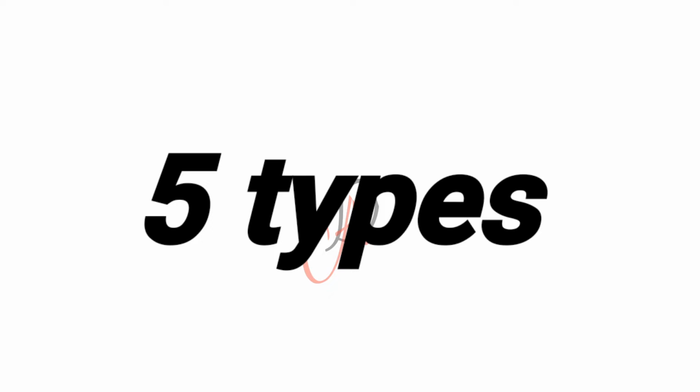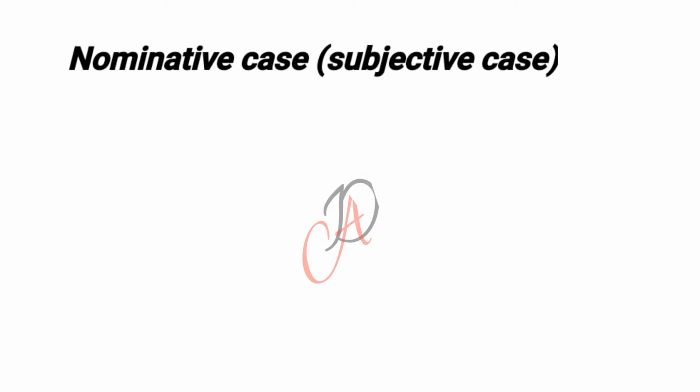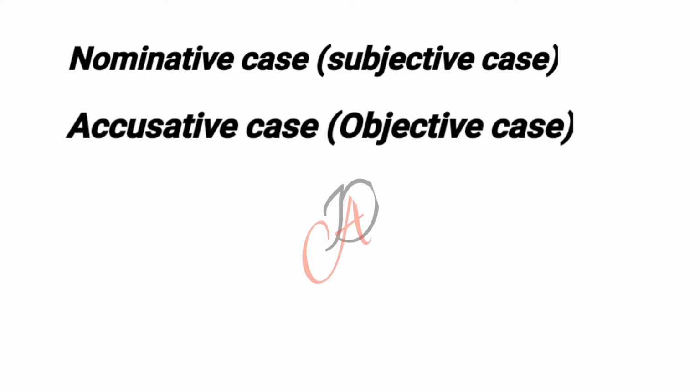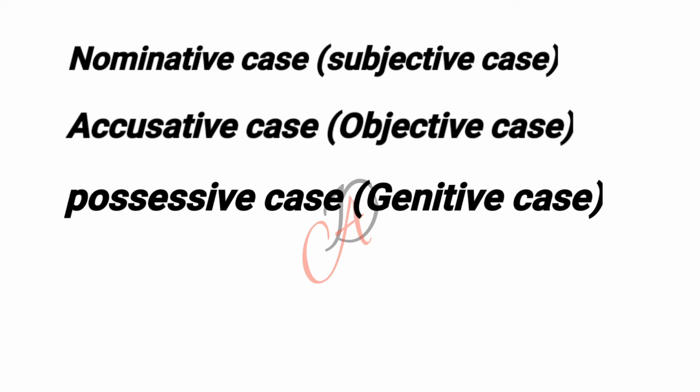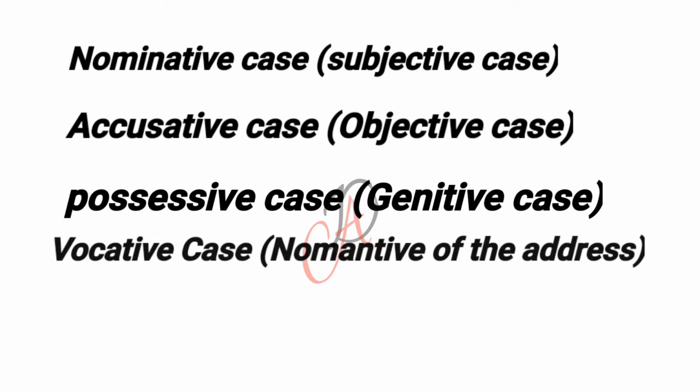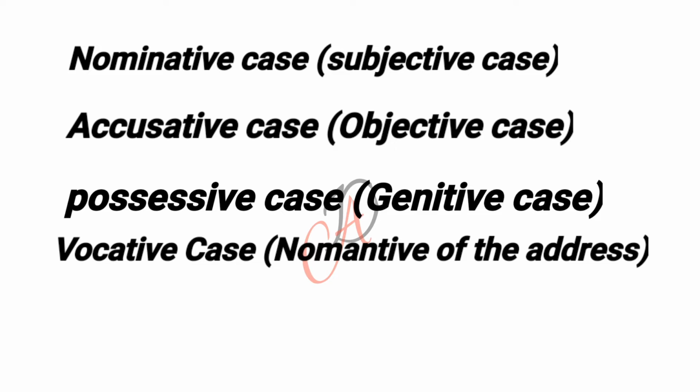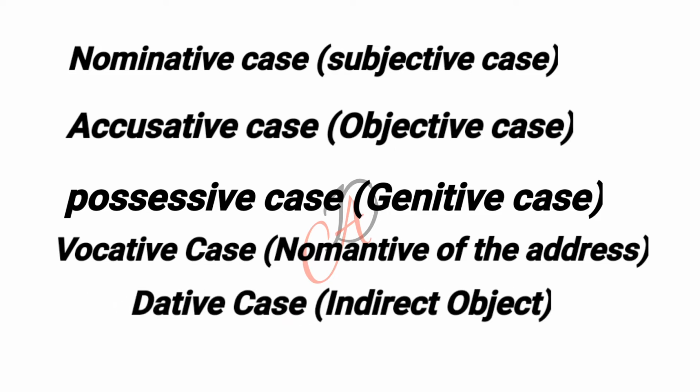They are nominative case, which is also called subjective case. The second one, accusative case, which is also called objective case. The third one, possessive case, which is also known as genitive case. Fourth one, vocative case, which is also known as nominative of address. And the last one, fifth, dative case. This case refers to an indirect object. So let's understand each case one by one in detail.